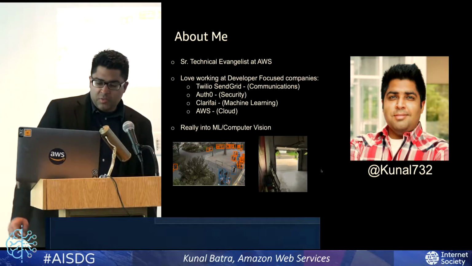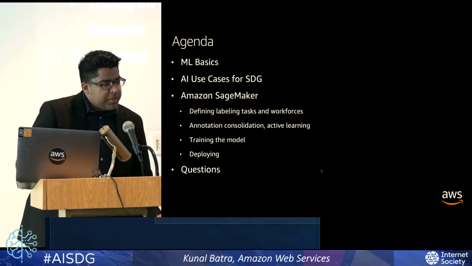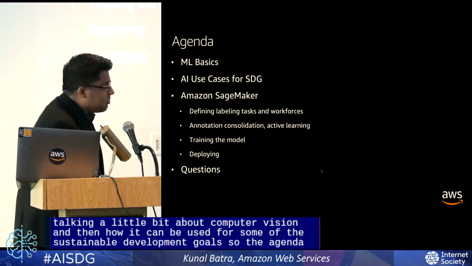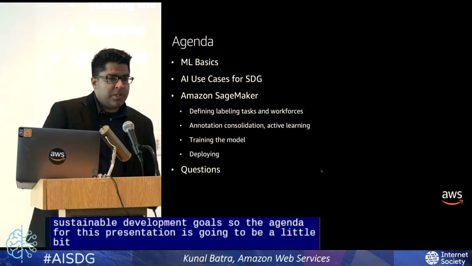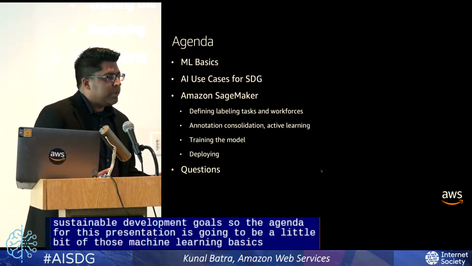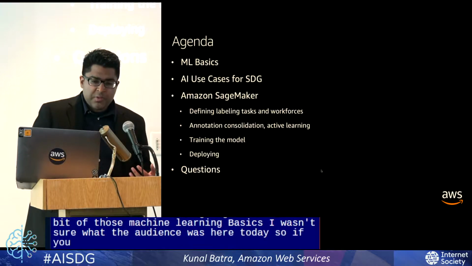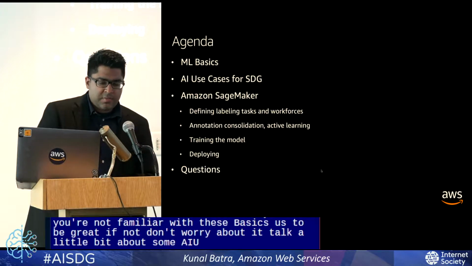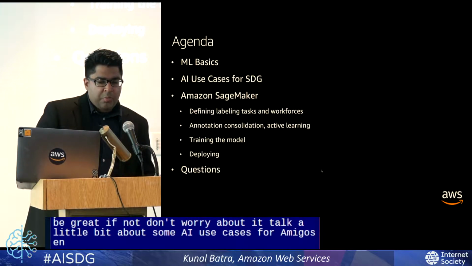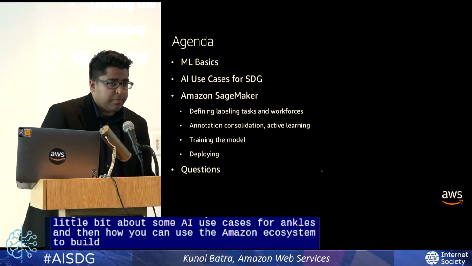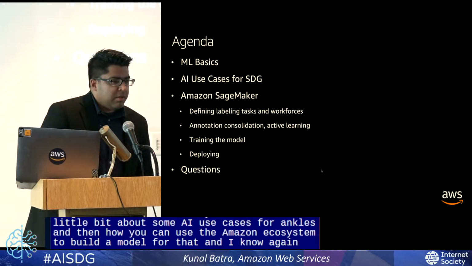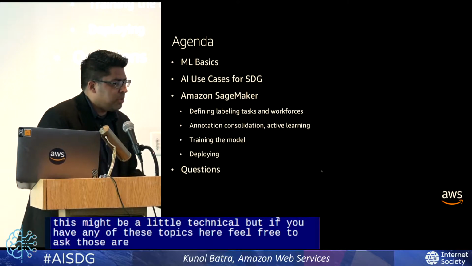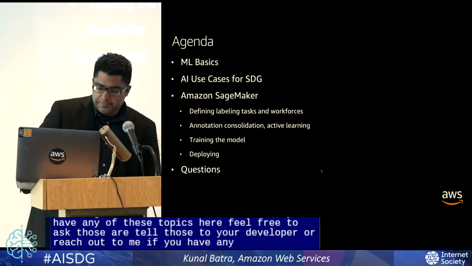And this presentation will be talking a little bit about computer vision and how it can be used for some of the sustainable development goals. So the agenda is going to be a little bit of those machine learning basics. I wasn't sure what the audience was here today, so if you're not familiar with some of these basics, this will be great. If not, don't worry about it. Then we'll talk a little bit about some AI use cases for sustainable development goals, and then how you can use the Amazon ecosystem to build a model for that. And I know this might be a little technical, but if you have any of these topics, feel free to ask those or tell those to your developer, or reach out to me if you have any questions.